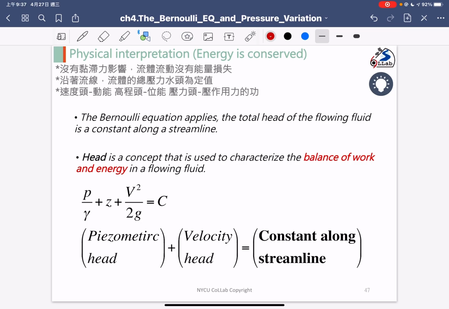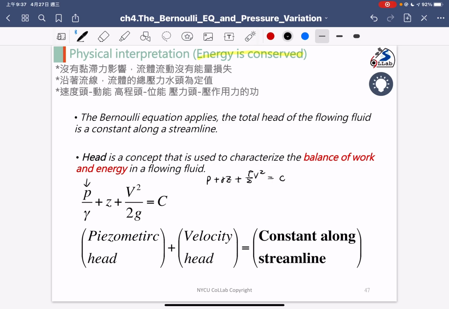So the first physical meaning of the Bernoulli equation is that the energy is conserved. Why can we say that? Because you see the first item, what is the item for the P? This is a different formula of the Bernoulli equation, because the original has P plus gamma Z plus one half rho V squared, right? And it is always equal to a constant.